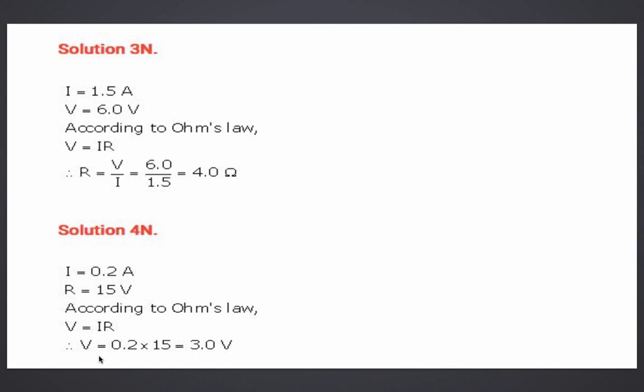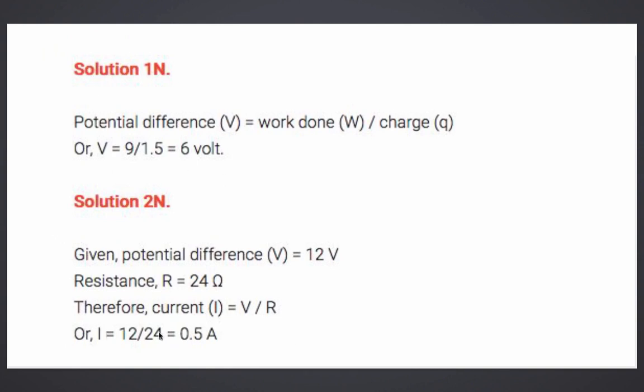What's the unit again? I'm repeating. For potential difference, it's volt. For resistance, it's ohm. For current, it is ampere.